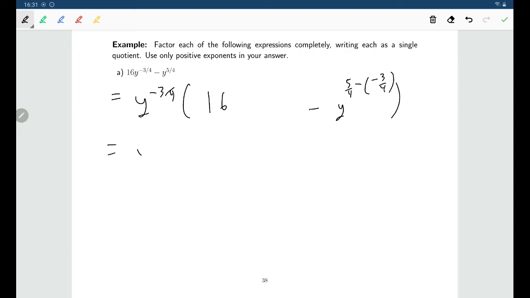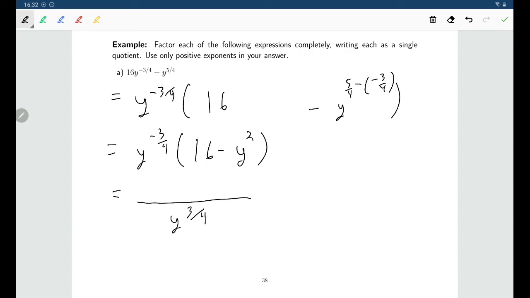So I would have y to the negative 3/4 on the outside multiplied by 16 minus y to the 5/4 minus negative 3/4, which turns out to be positive 8/4, which turns out to be positive 2. And now we're pretty much almost finished. The negative exponent can be made into a positive one just by moving things down below. And have we done all of the factoring that we can do? Nope, we have not. I can factor the numerator out as 4 minus y, 4 plus y.